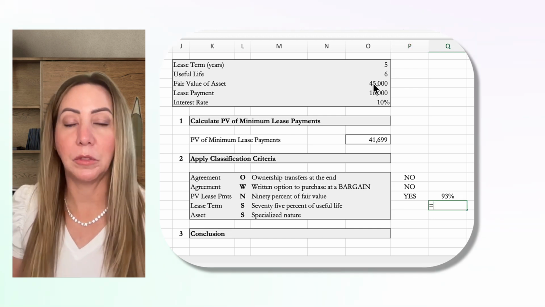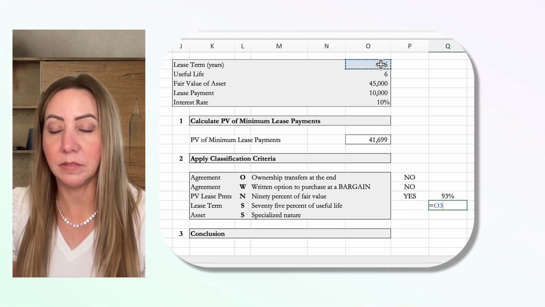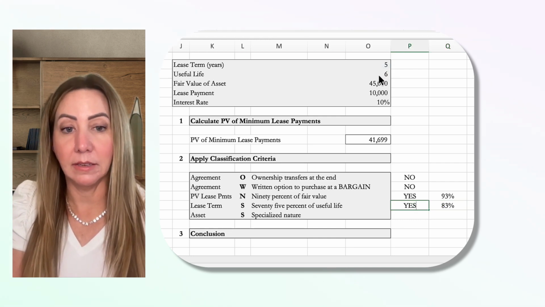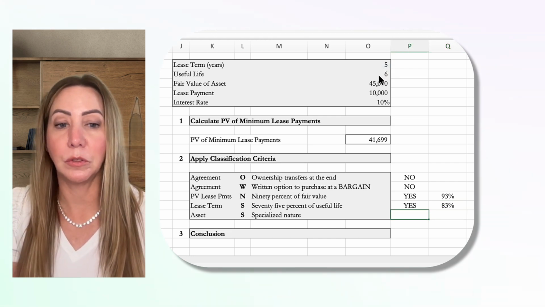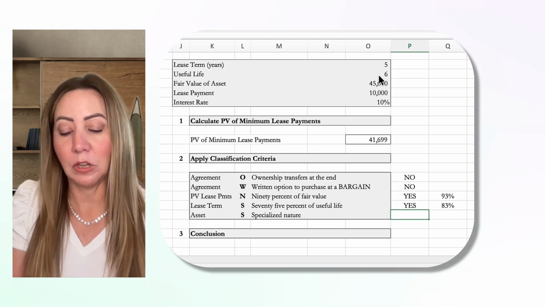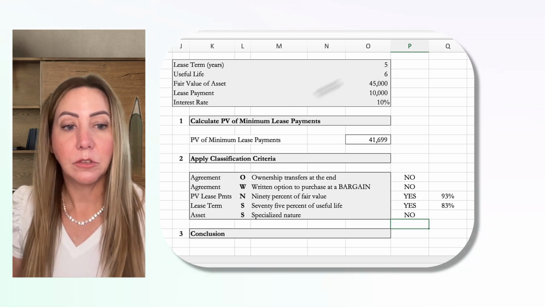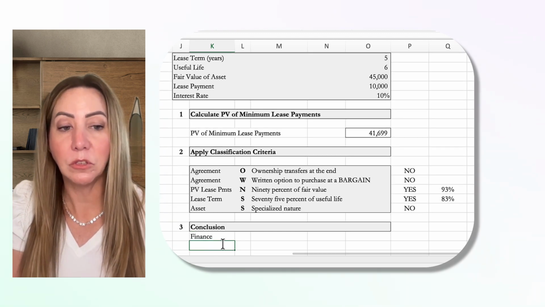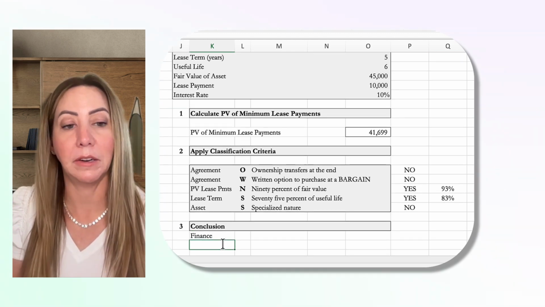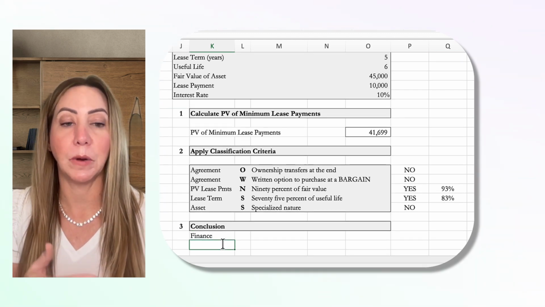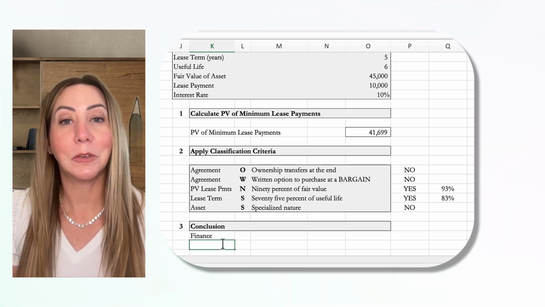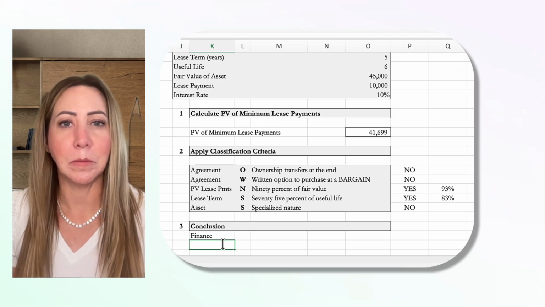Same calculation here with the useful life. I'm going to take the lease term and divide it by 6. And I get 83%. So yes, it does, in fact, cover most of the useful life of this asset, the lease does. Specialized nature, we weren't given that information. So the conclusion here is that this is a finance lease, and it will also be capitalized, debiting an asset, crediting a liability, but the company will also need to recognize interest expense and then amortize the purchase of that asset over time as an expense. Similar to depreciation, we're going to call it amortization.